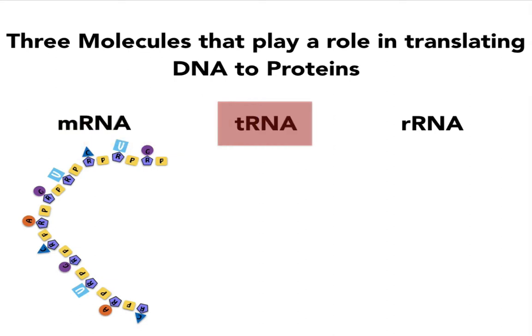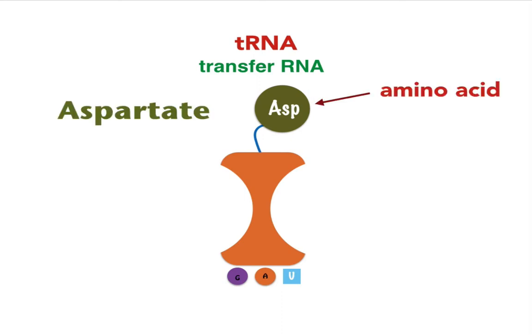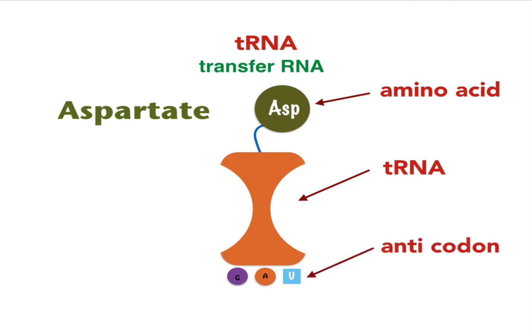The second is tRNA, or transfer RNA. Transfer RNA is made out of three components. The first one is the amino acid. This amino acid is called aspartate. And then the second is the tRNA, the transfer RNA. This is the molecule that carries the amino acid and the anticodon.